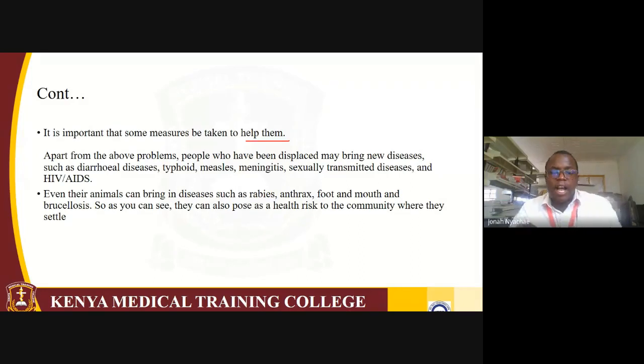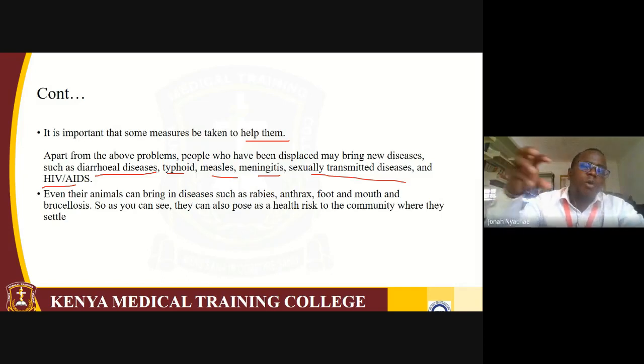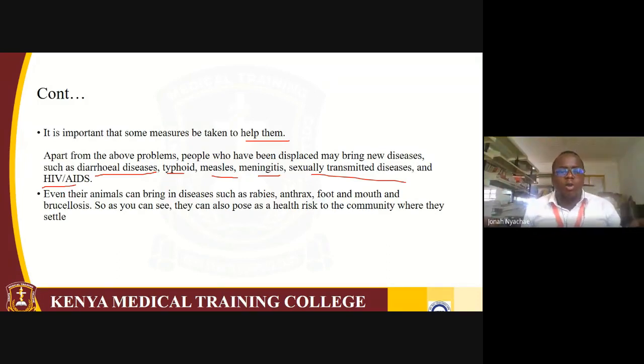So you find a catastrophe can come to these people where they can have diarrheal diseases, typhoid, measles, meningitis, STDs like HIV. So when you are working with this community, you have to understand their needs. You have to ensure that sanitation of where these people are is improved, so that we prevent outbreaks of diseases.